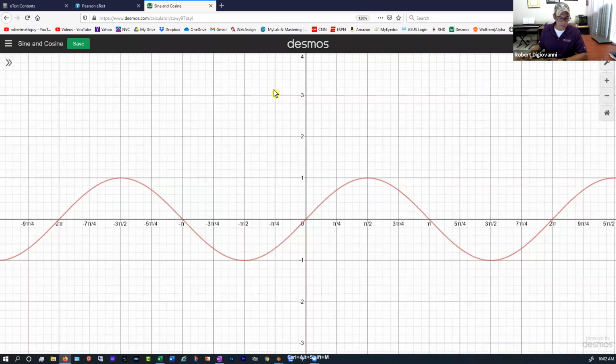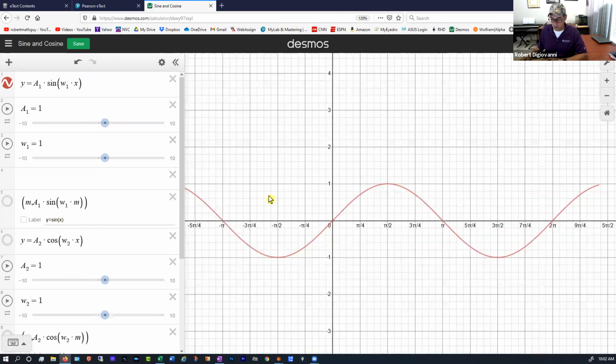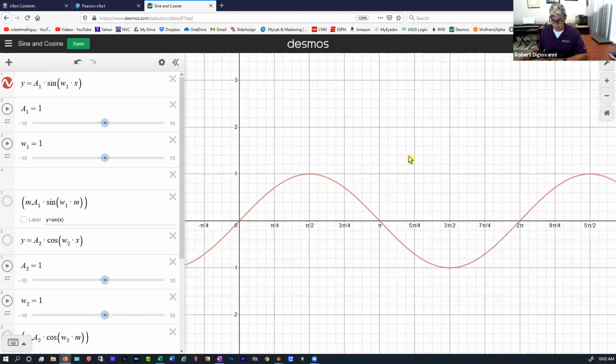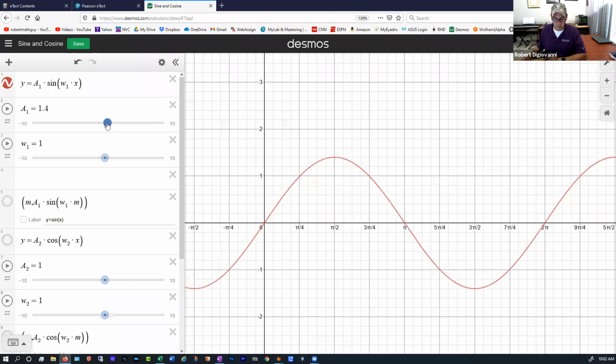Okay, let me clear this out. Bring this back in here. Okay, so you ready? Here's the graph of sine. Let me move it over. Okay, there it is. Now watch what happens. I have this set up so that I can adjust the number in front of sine. So the number in front of sine here is this A1, and right now the value of it is 1, but I'm going to change it to 3. So watch.